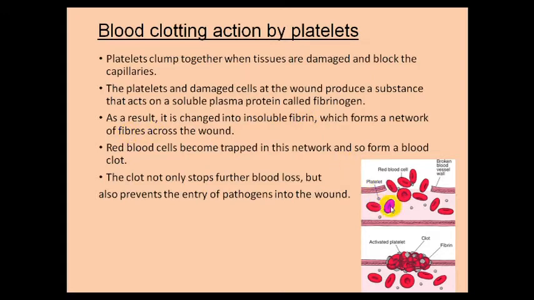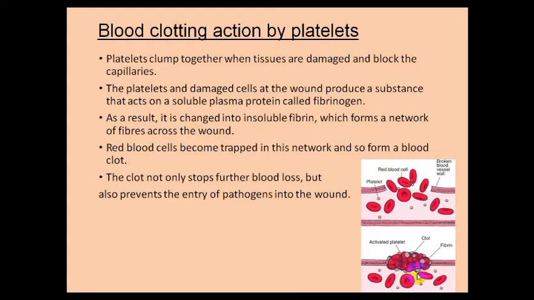So this is the illustration of the damaged blood vessel, the artery, the broken blood vessel wall, which makes the red blood cells and other blood components escape. By the time this happens, your body will sense it by sending a lot of platelets to form the blood clot, meaning to seal the opening at the broken blood vessel. As a result, fibrinogen is changed into insoluble fibrin, which forms a network of fibers across the wound.